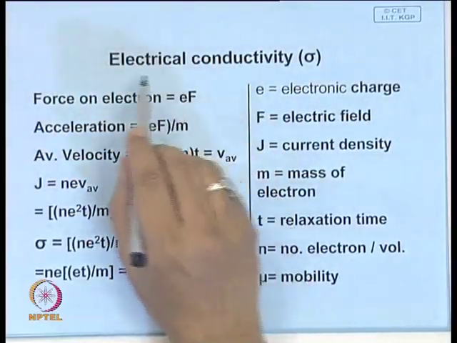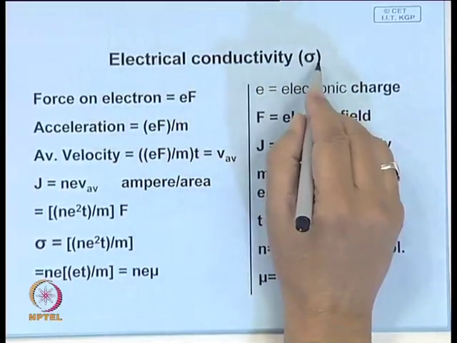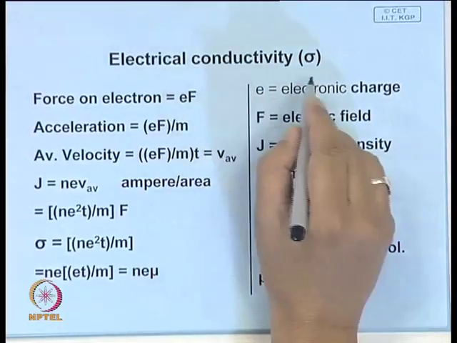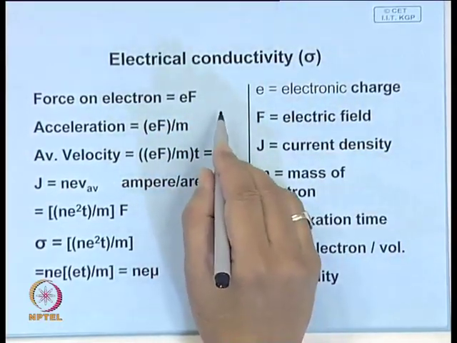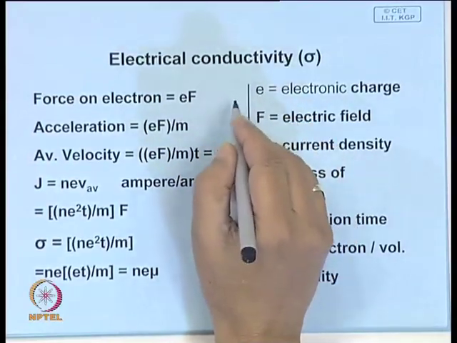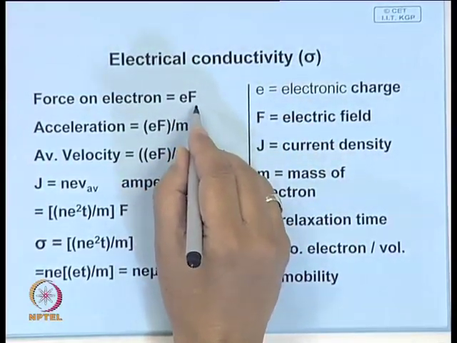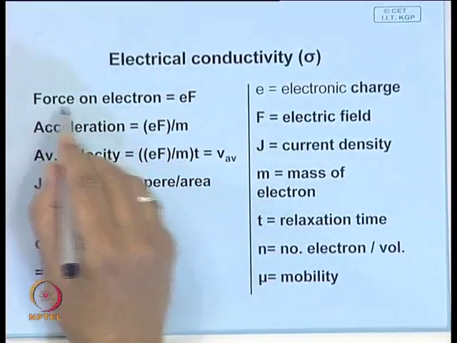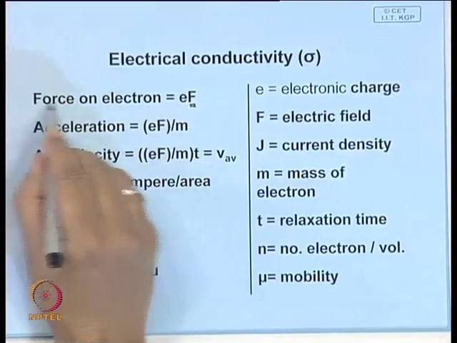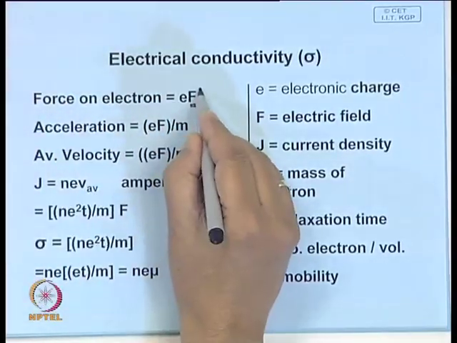So, with this brief recollection of what was covered in the last class, let us look at how we explain the electrical conductivity of metallic material, and what are the factors that determine electrical conductivity. The electrons are the charge carriers in metal, and when you apply an electric field F, there will be a force acting on the electron, which is given by this expression.